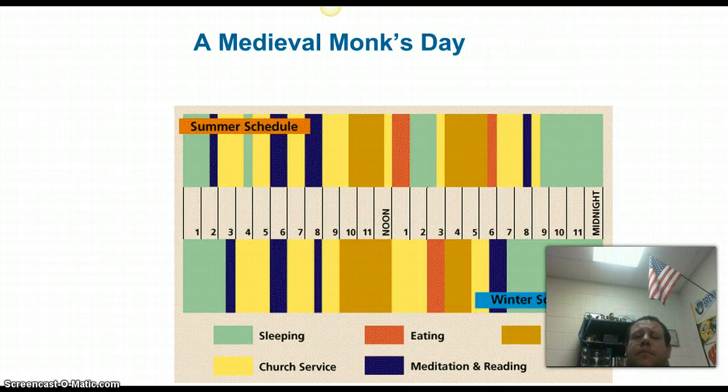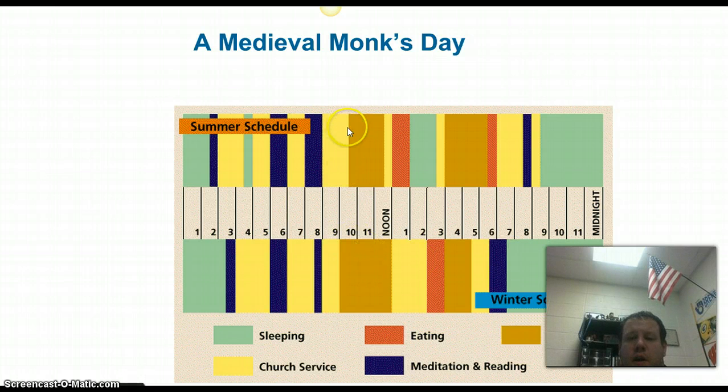Here's an example of a medieval monk's day. You can see in the summertime they start around 1:30 in the morning and you get done around 8:30 at night. You can see where you're sleeping. A lot of times your day is involved in church and work. You only eat twice a day. That's about it, but a very, very long schedule. Notice the winter schedule is a little shorter. Basically, your day is done when the sun goes down, and so you can see how the day works that way.